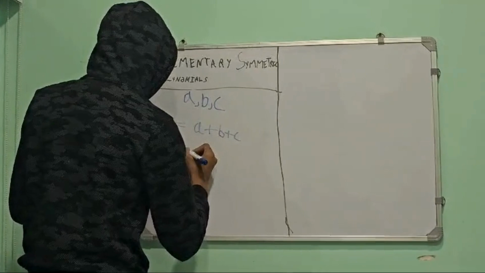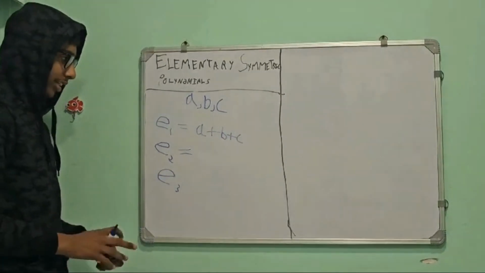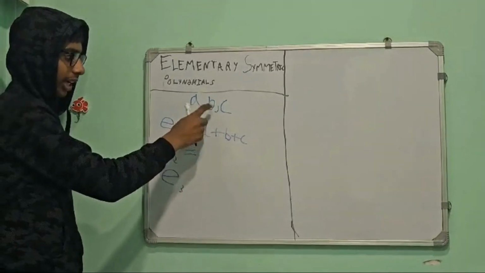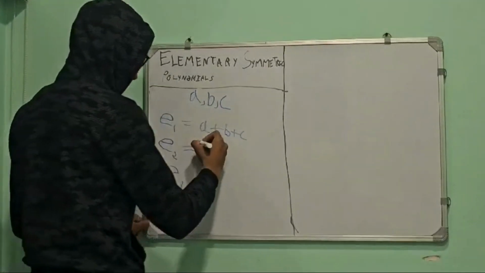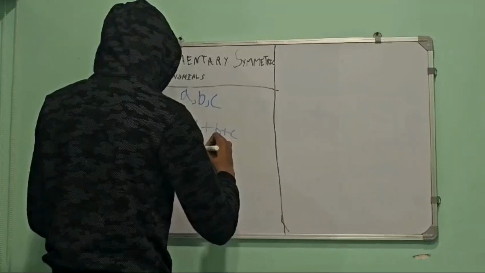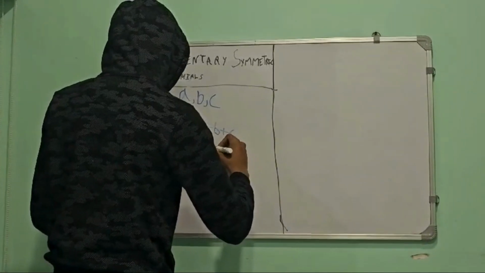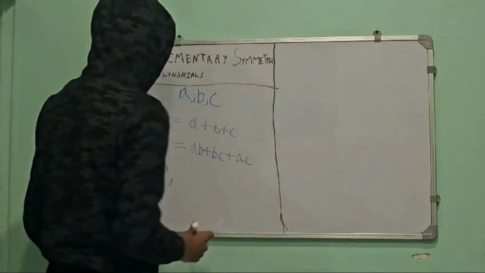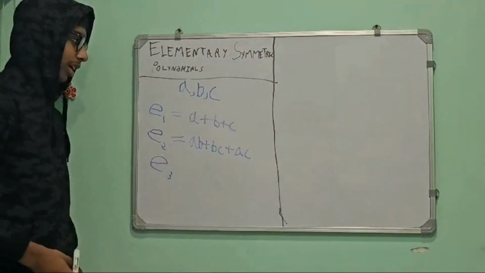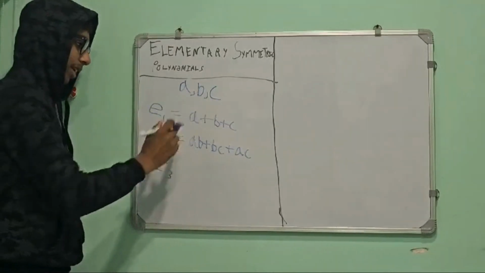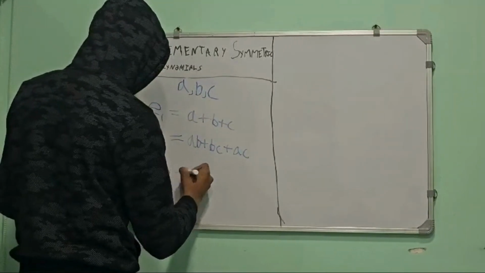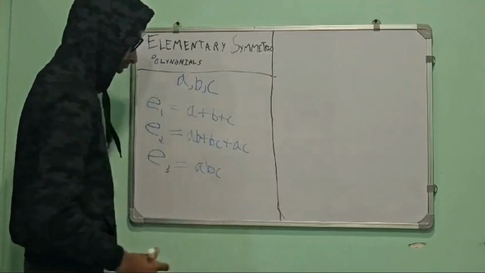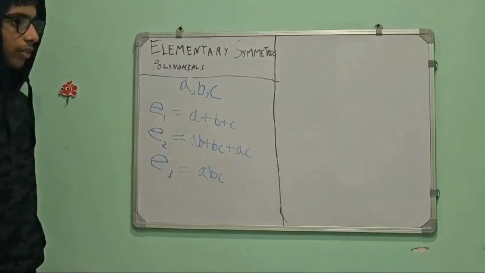Number 2 will be the sum of all of the possible combinations of two variables. So we can combine them like ab, bc or ac. So this will also have three terms added together: ab plus bc plus ac. And for the third polynomial, there is only one way to combine all three of them, and that will be abc.